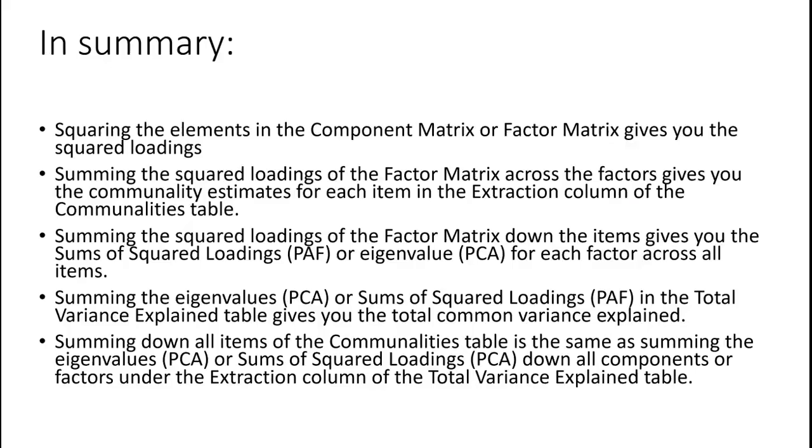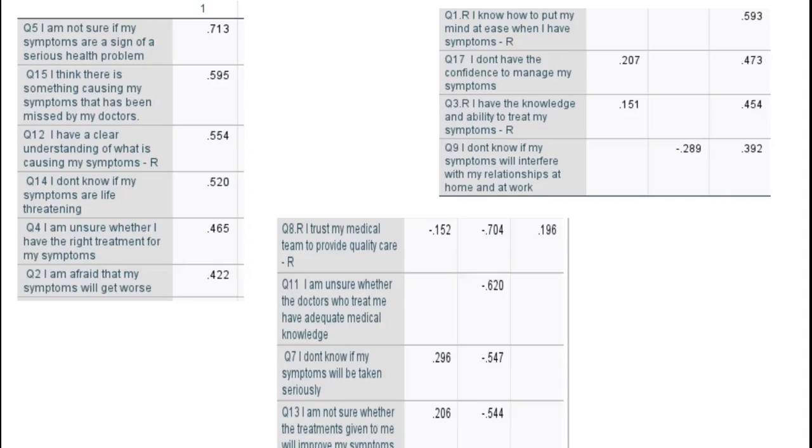What I've done in SPSS is chosen a couple of options that suppress small coefficients. So the empty boxes are coefficients that are less than 0.15. That's just an option that you can find and click. It makes interpreting the output a little easier.